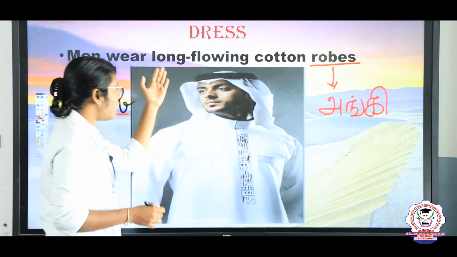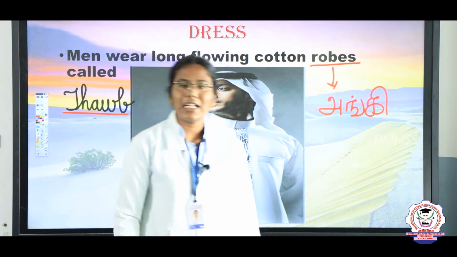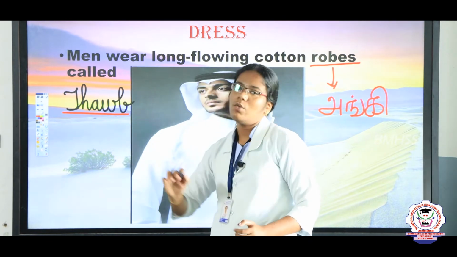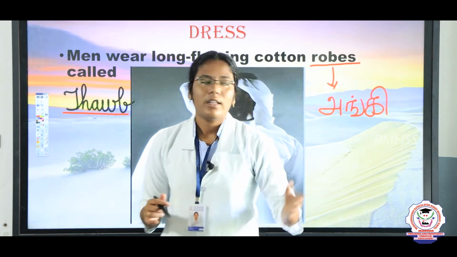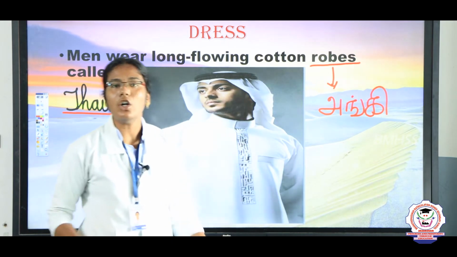The men wear a long flowing cotton robe, that is said to be a thawb. In Saudi Arabia the robe, in Tamil angi, means a long loose gown.